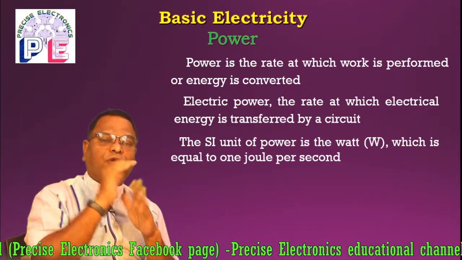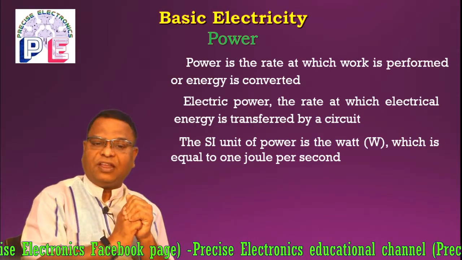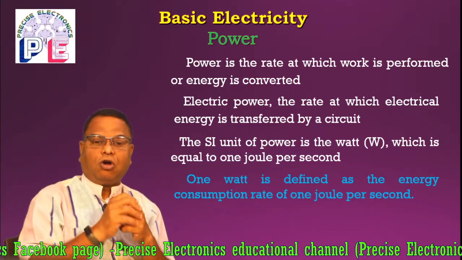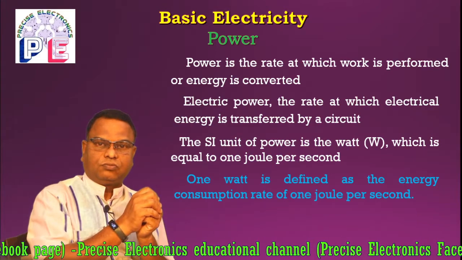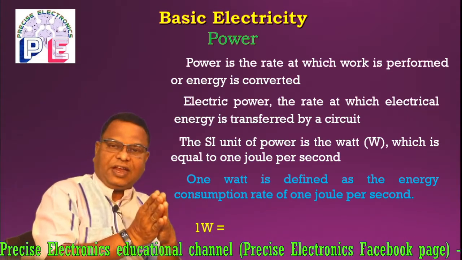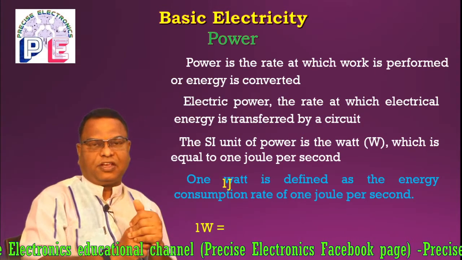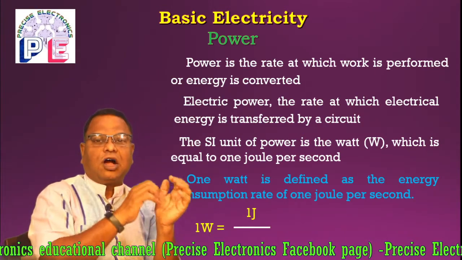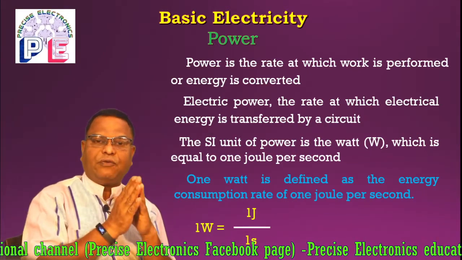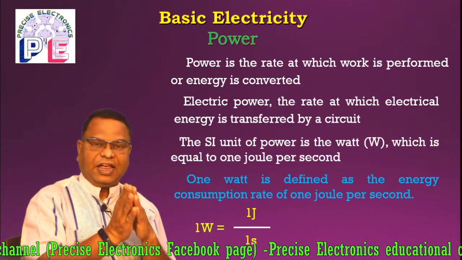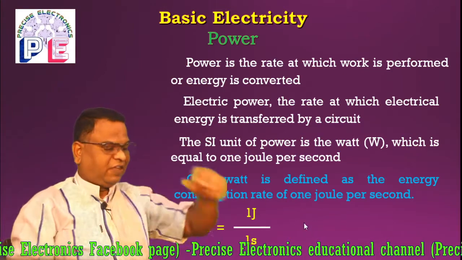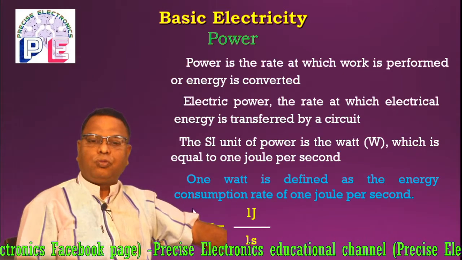So how is 1 watt defined? 1 watt is defined as the energy consumption rate of 1 joule per second. That means within 1 second, how many joules are consumed, that is power. So 1 watt is equal to 1 joule per second.